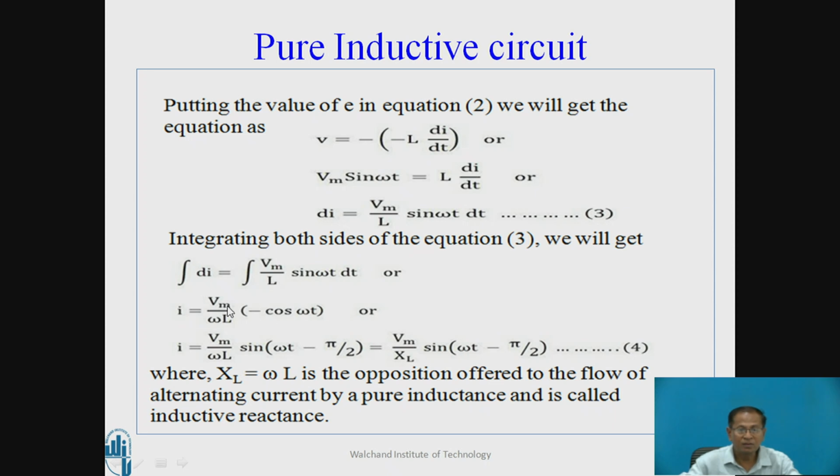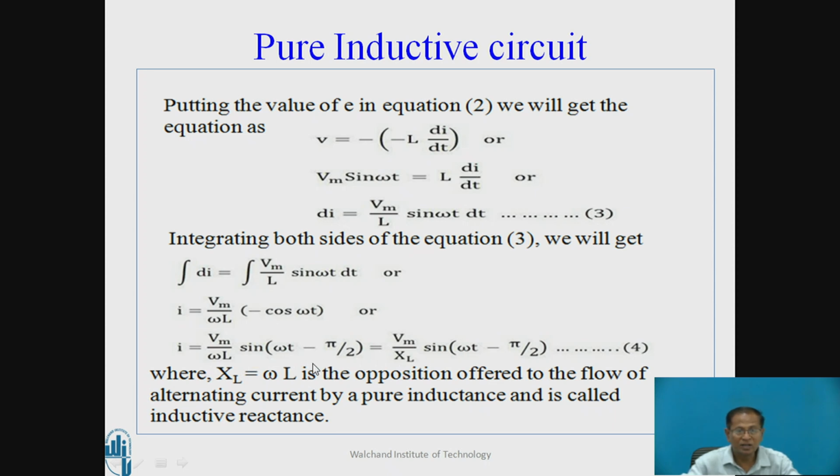I is equal to Vm upon omega L, integration of sin gives minus cos omega t divided by omega. Therefore, I is equal to Vm upon omega L sin omega t minus 90 degree, as we know minus cos omega t is equal to sin omega t minus 90 degree. Therefore, the equation becomes I is equal to Vm upon XL sin omega t minus 90 degree. Now, the current becomes maximum only when sin omega t minus 90 degree becomes 1. Therefore, that current is the maximum current. So, maximum current Im is equal to Vm upon XL.